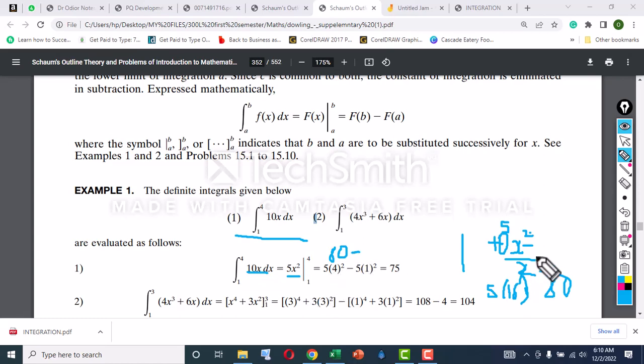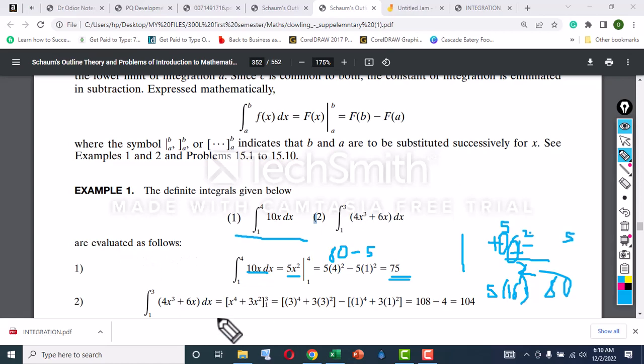Then now do for 1. Remove the x and put 1. So that will now be 1 squared, that's 1. 5 times 1 is 5. So this will now be 5. So we have 80 minus 5. So that's just it about definite integral.